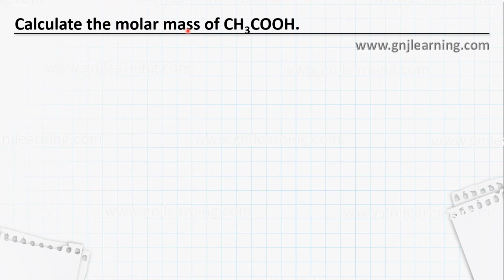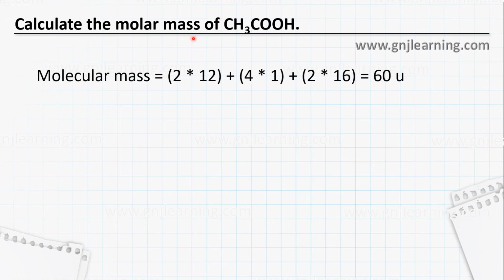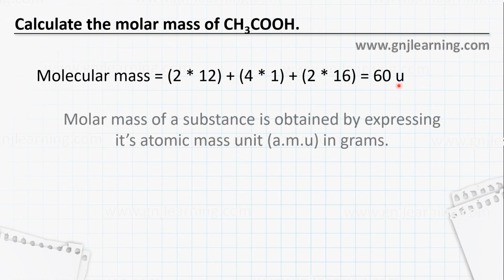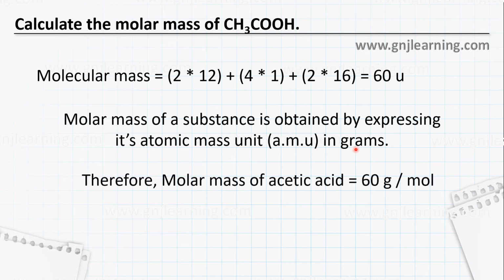Now, calculate the molar mass of CH3COOH. How to calculate it? As we know, molar mass is nothing but its atomic mass unit expressed in grams. First, we have to find out the molecular mass. So for that, we are taking the atomic masses and summing up the atomic masses of all the atoms. When you sum up, you will get 60 u. So what is the molar mass then? Molar mass is nothing but expressing atomic mass units in grams. So it is 60 gram per mole. Molar mass of acetic acid is 60 gram per mole.